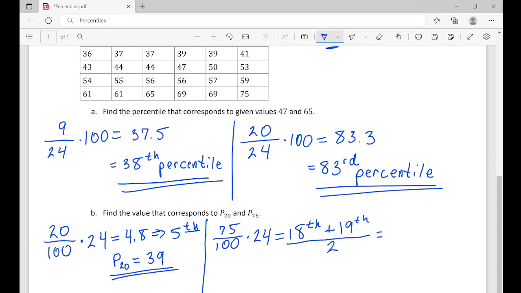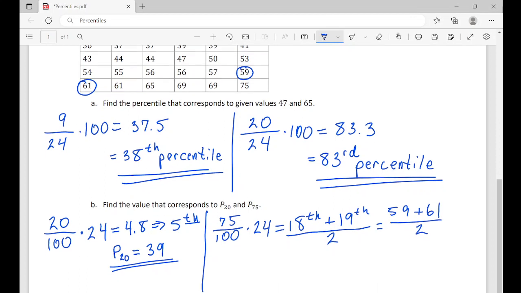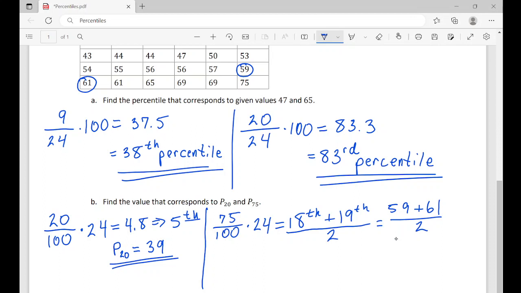Then we add those together and divide by 2. The 18th number here, so 6, 12, 18, and then 19. So 59 plus 61 over 2. We add those together and divide by 2, and we end up getting 60. So the 75th percentile is going to be 60. Even though it's not on the table, it's still this number.